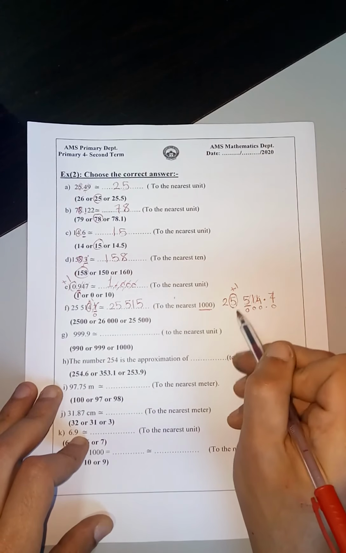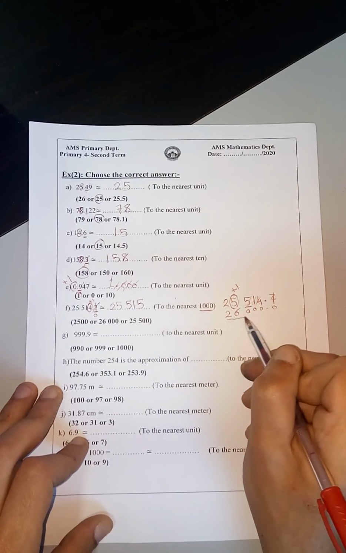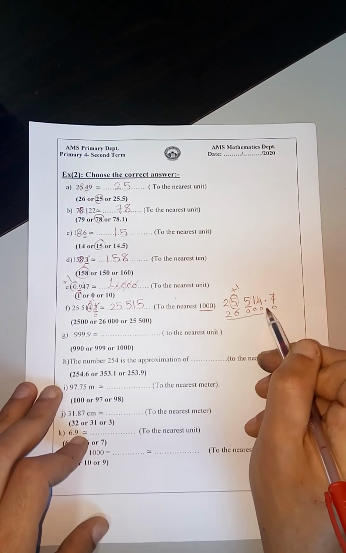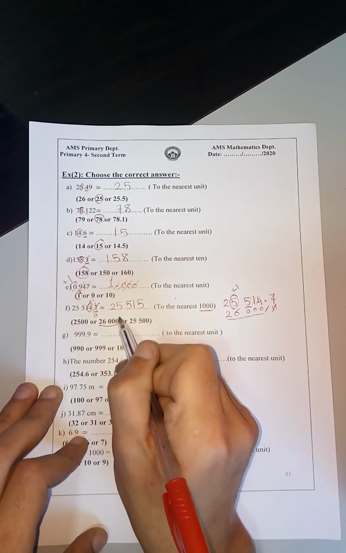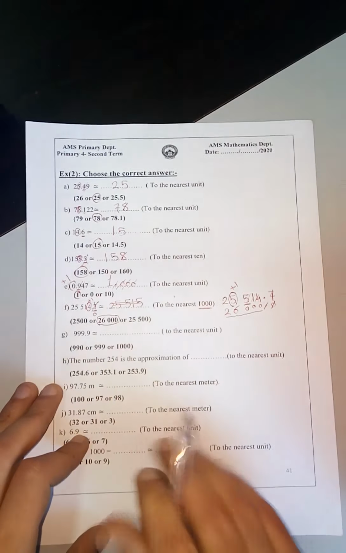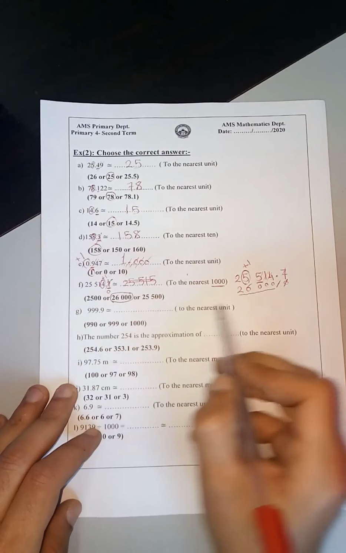So 5 plus 1 equals 6, and we have the number 2, so our answer is 26,000, and point 0 has no meaning, we can cancel it, so our answer is 26,000. The following number is 999.9. Let me first check.